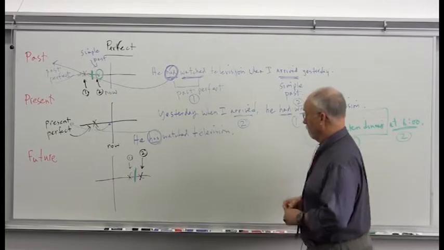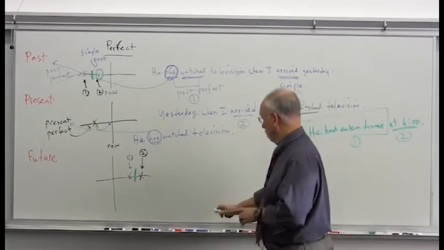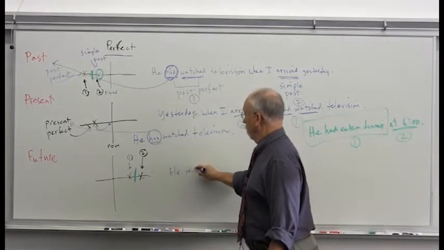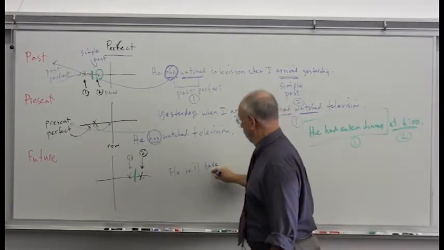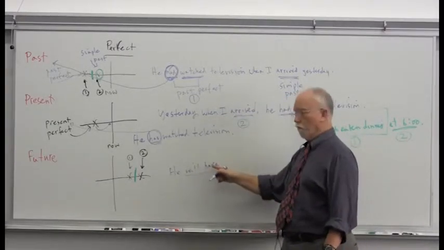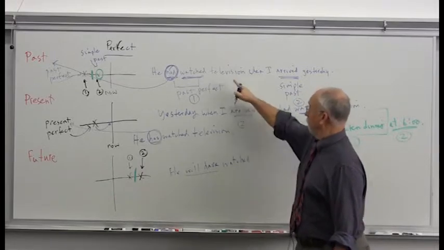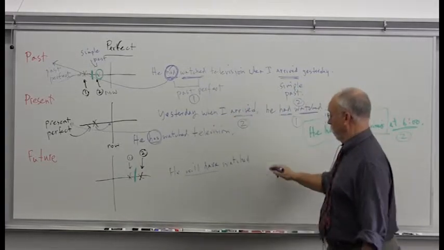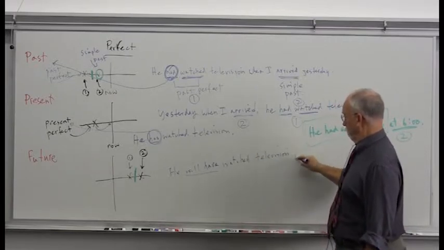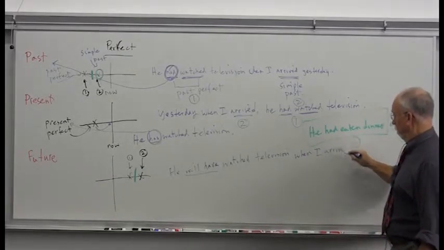So in this case, we're going to say he will have. Because it is future perfect, we're going to use the future form of have. He will have watched. And again, we use the participle just like we did up there. He will have watched television when I arrive tomorrow.